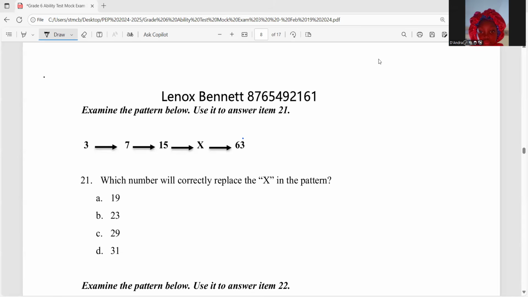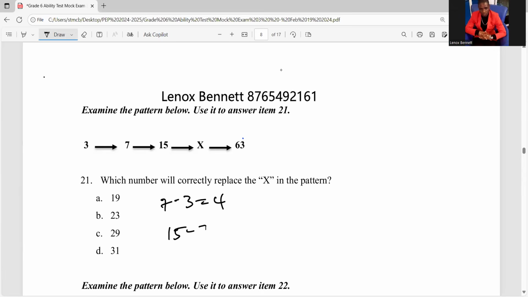So, sir, 3 minus 7 is 4. And 15 minus 7, equals 8. And we have 15 minus x, or x minus 15.